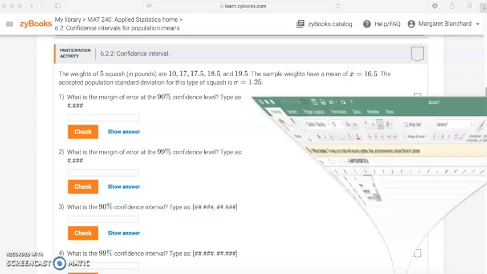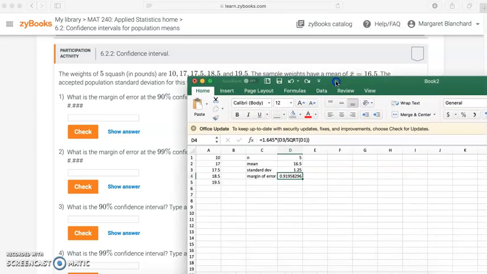So let's go. What I went ahead and did is just typed this in. I'm going to delete that just to show you. So I went ahead and typed in the data. Even though it gives you the sample mean, I always like to just calculate. So I went ahead and put an N is 5. The mean is the average of these 5, and the standard deviation from the population is given as 1.25.